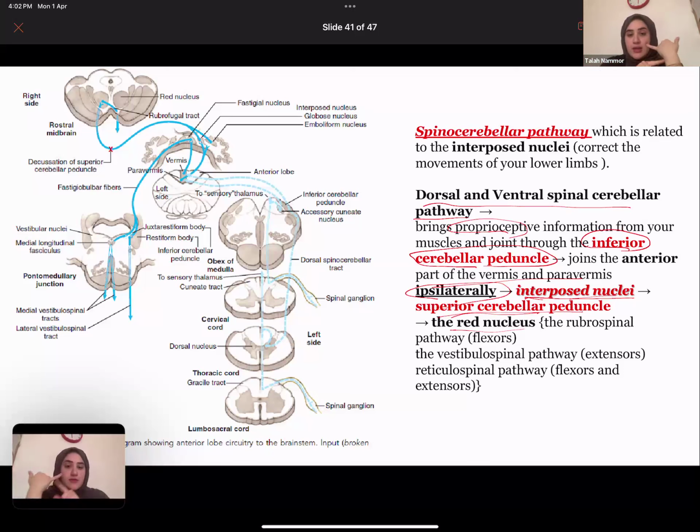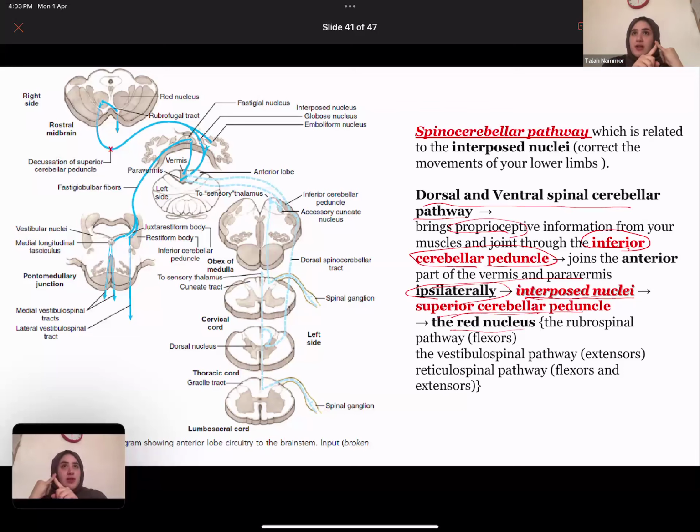The inferior cerebellar peduncle input stays ipsilateral and goes to the interposed nuclei. The interposed nuclei send the information out through the superior cerebellar peduncle to whatever pathway it needs to target. This is the spinocerebellar pathway.